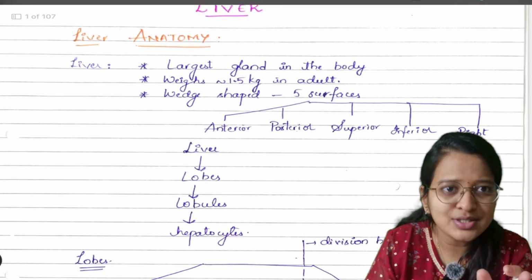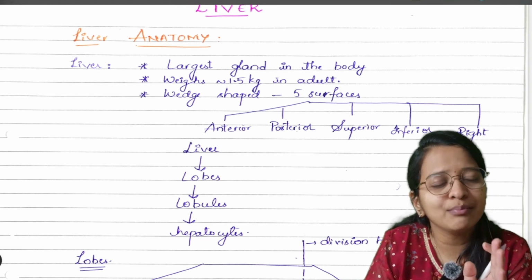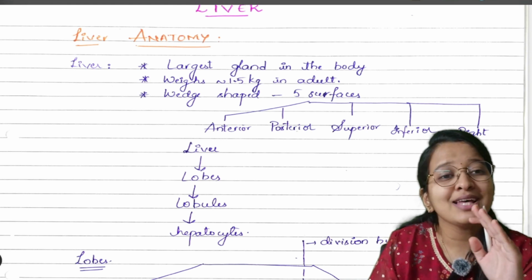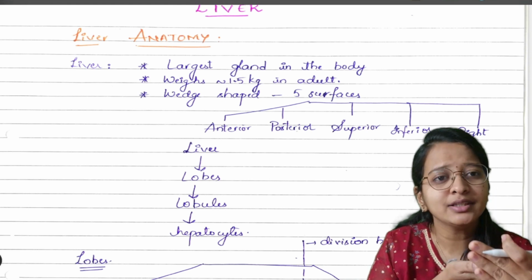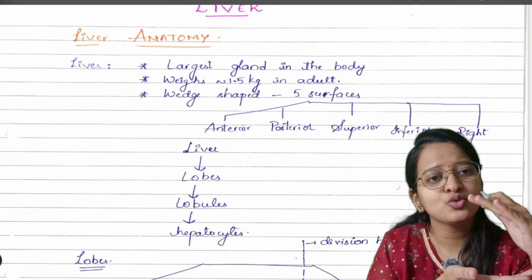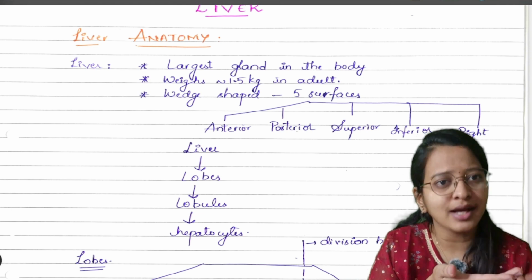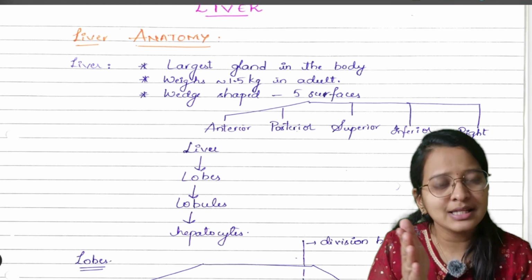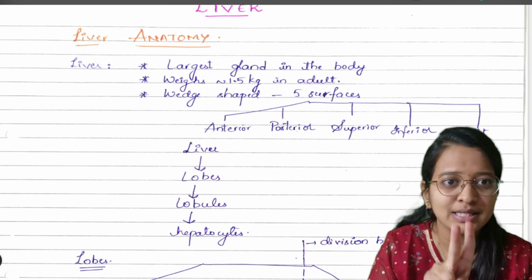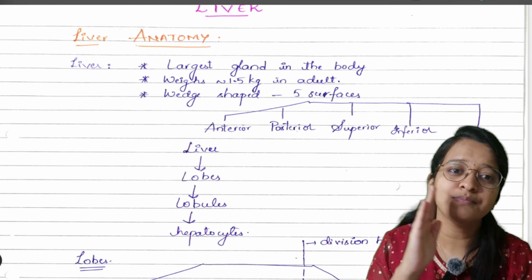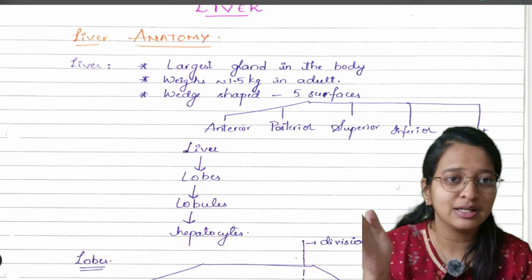Liver is the largest gland in the body, weighing about 1.5 kg. So it has five surfaces. Just imagine the liver in your hand. It will have an anterior, posterior, superior, inferior and the right surface. Okay. This liver is divided into two lobes. This is the anatomical division. Please remember that. This is different from the surgical segment divisions that we'll learn later.